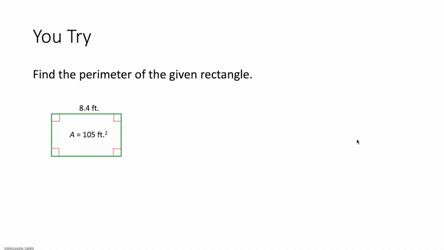You try! Okay, doing the same thing. We want to find the perimeter of this given rectangle, and we're only given one side length and the area. So clearly, what we need to do in order to find the perimeter of this rectangle is find the length of these three missing sides. So how do we do that?